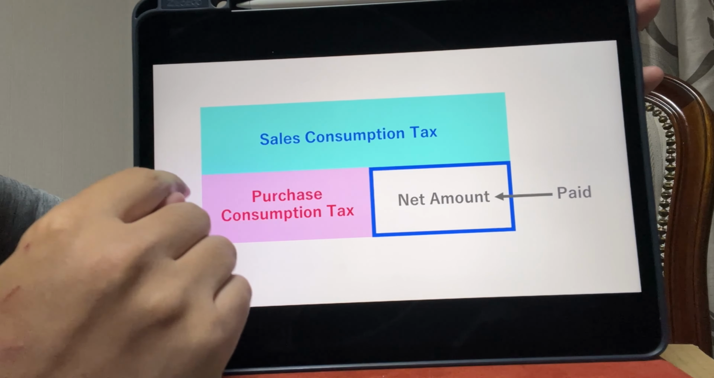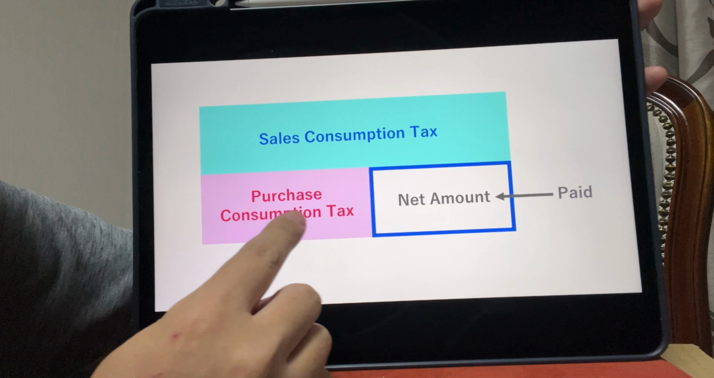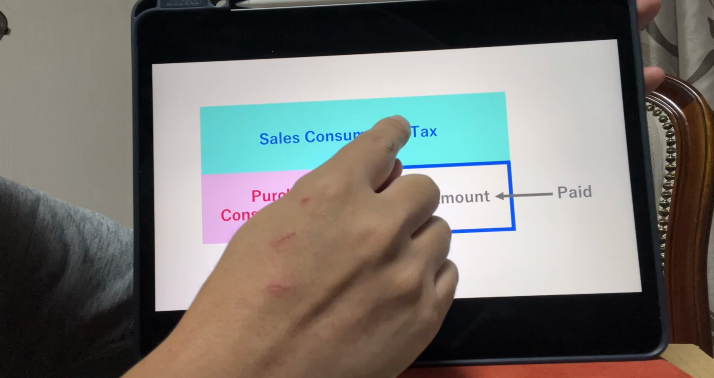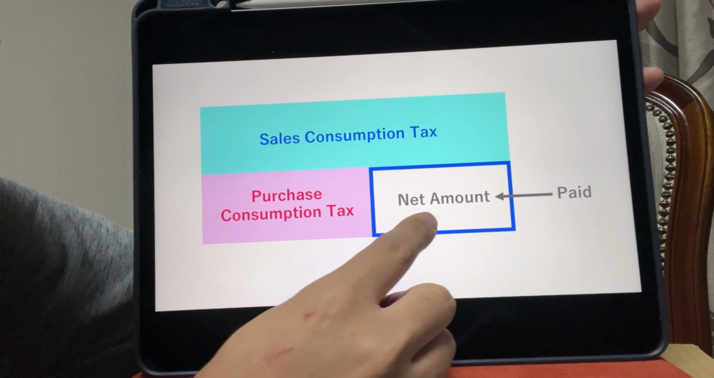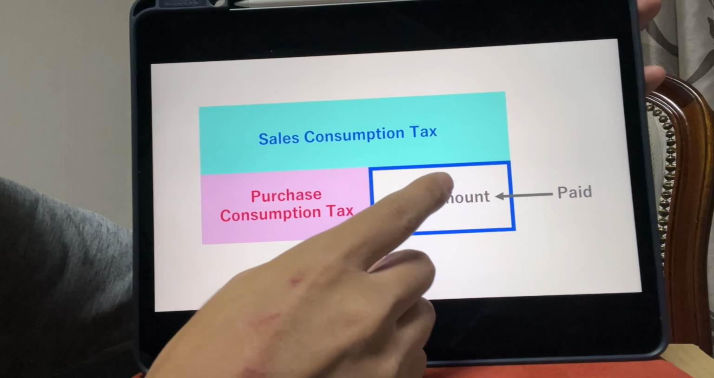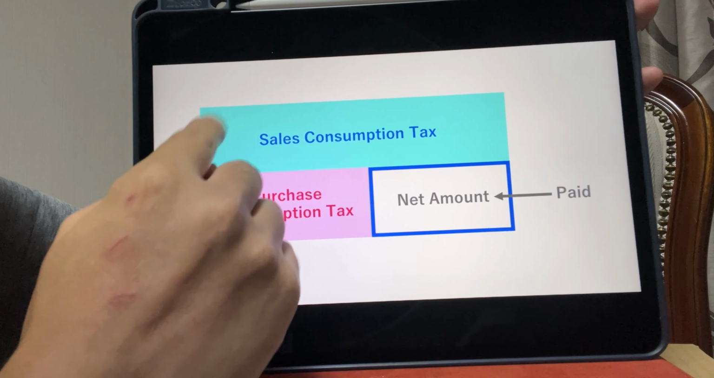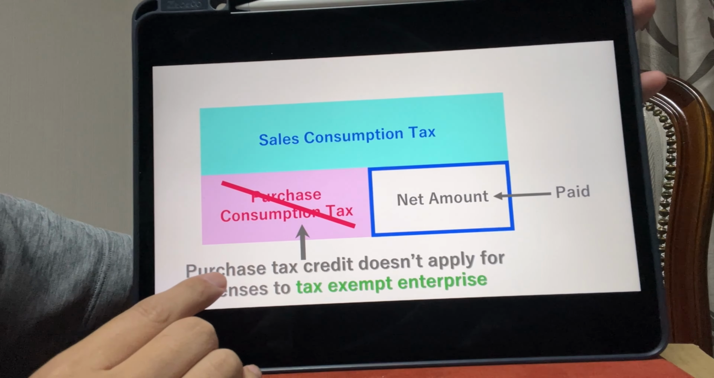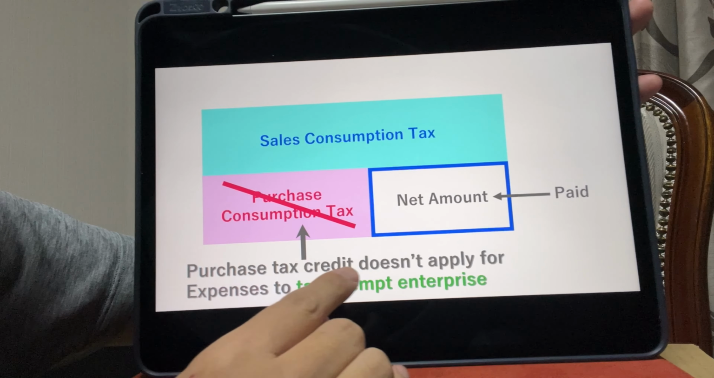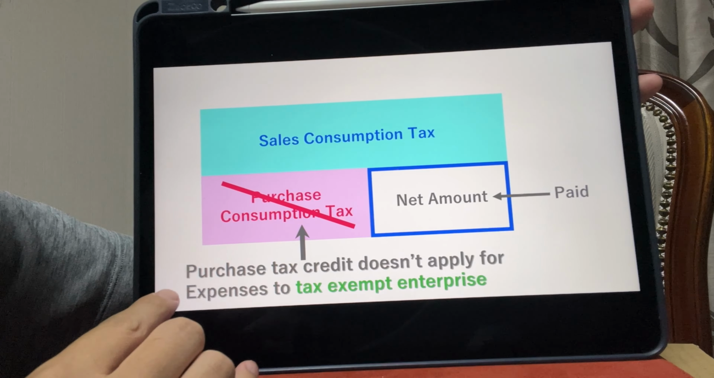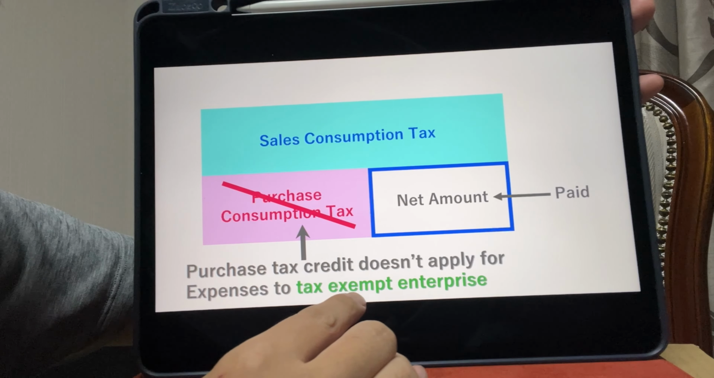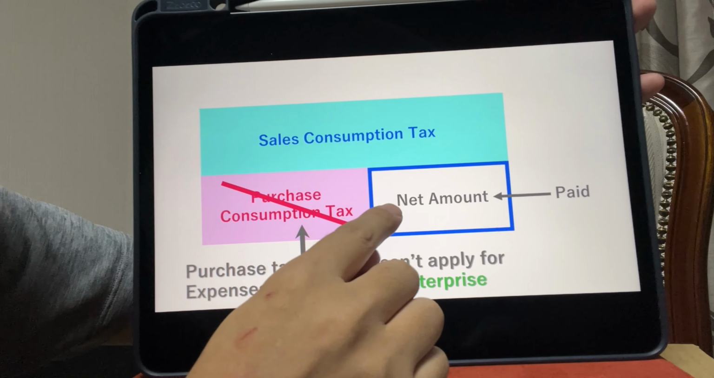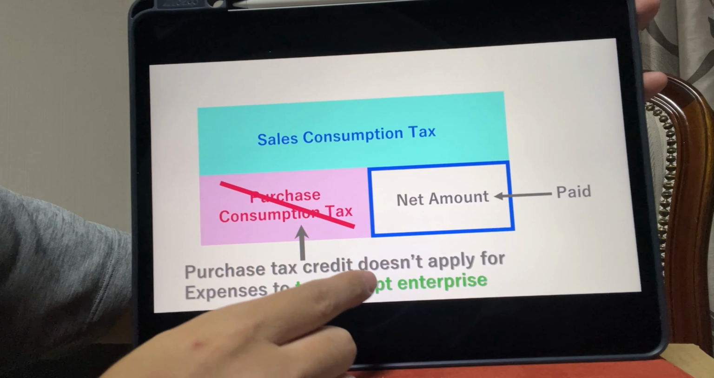Look at this box again. Purchase consumption tax can be subtracted from sales consumption tax in the current case. So the net amount is calculated from this mechanism. After the invoice system starts, purchase tax credit doesn't apply for expenses paid to tax-exempt enterprises. In this case, the net amount increases.